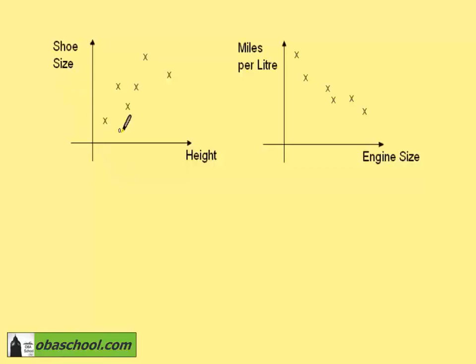Here we have a scatter graph of shoe size against height. We can see the points slope from bottom left to top right. If we draw on a line of best fit, we can see that the points don't fit that closely to the line. We'd just call this a positive correlation.